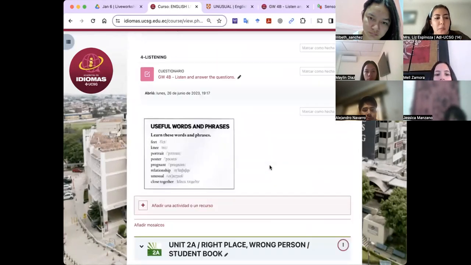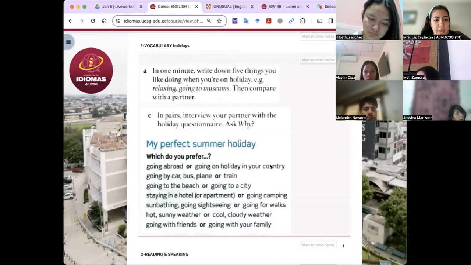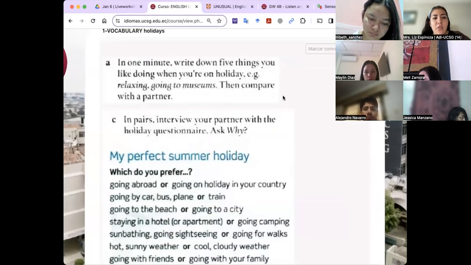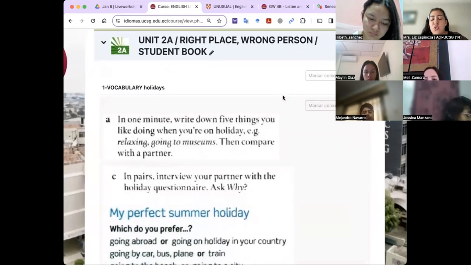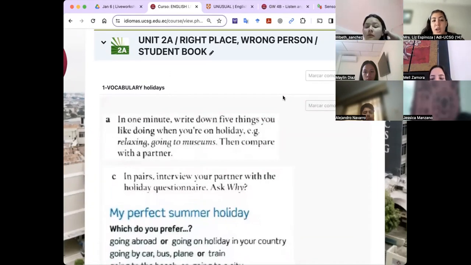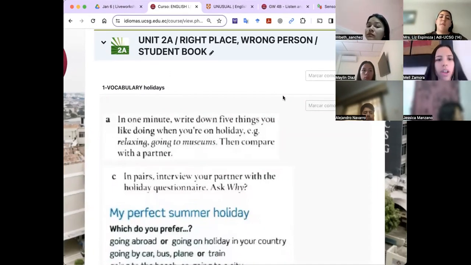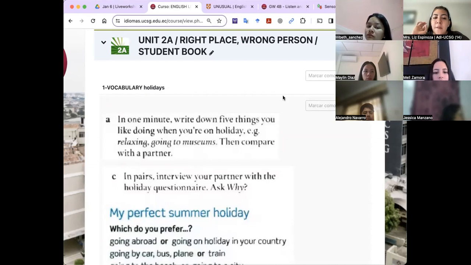Okay, so here it says, in 1 minute, write down, and you're going to use the Zoom chat. It says, write down 5 things, pay attention, 5 things you like doing when you are on holiday. We just had some holiday vacations, right, of 3 days, very close. So you may have an idea. It says, for example, relaxing, going to museums, right?